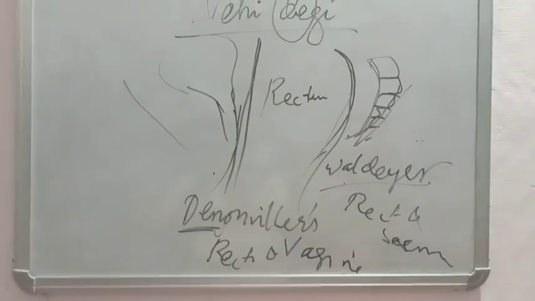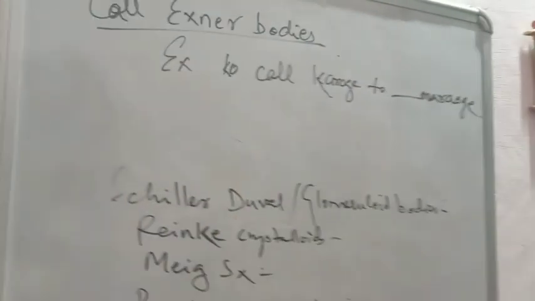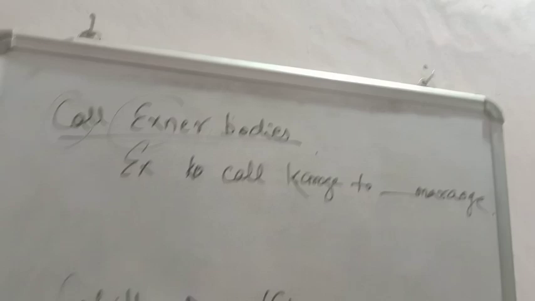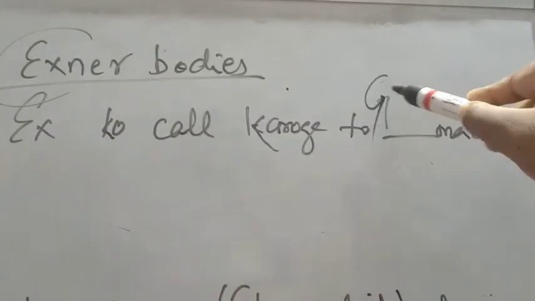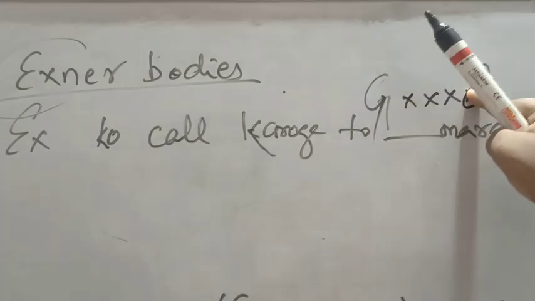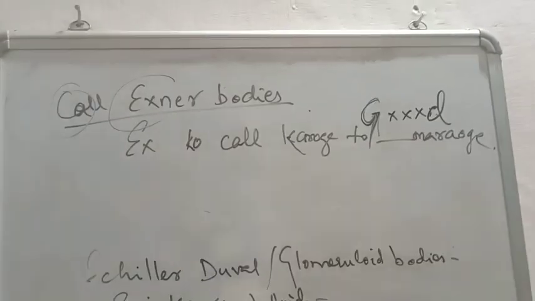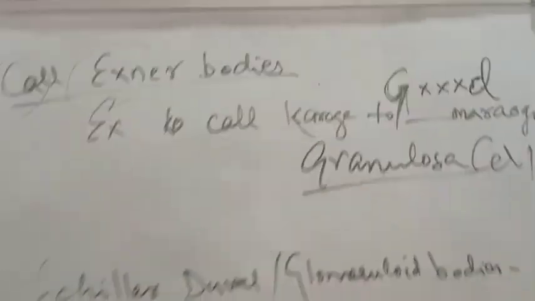You understood? There are two important bodies which will come in NEET. In INI, a lot of things can come. But in NEET, you will either have Call-Exner bodies or you will have Schiller-Duval or glomerular bodies. Call X. What do you think? If you call your X, then what will happen? Hindi speaking people, X ko call karoge to kya maraoge? You know it, right? I don't want to write it. Self-explanatory. So Call-Exner bodies is G, there is only one G tumor in ovary, granulosa cell tumor.